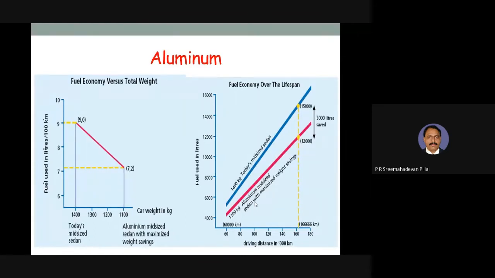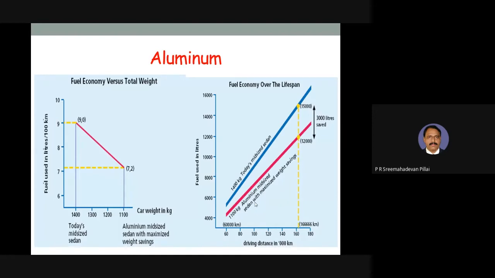The Opel Astra car, which used to weigh almost 1.5 to 2 tons, had a mileage of 12 to 16 kilometers per liter. The Ford Fiesta, which weighs only 1.2 tons, has a mileage of roughly 23 to 28 kilometers per liter. See the difference, almost 80% extra. That is the advantage of using a lighter vehicle.